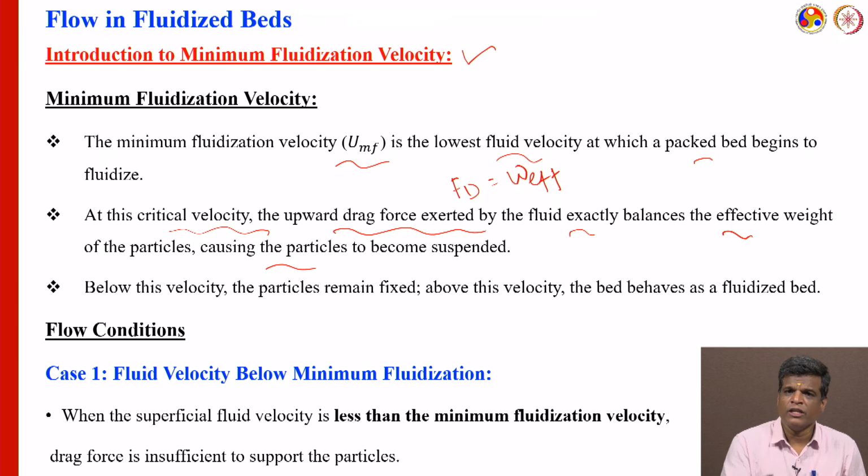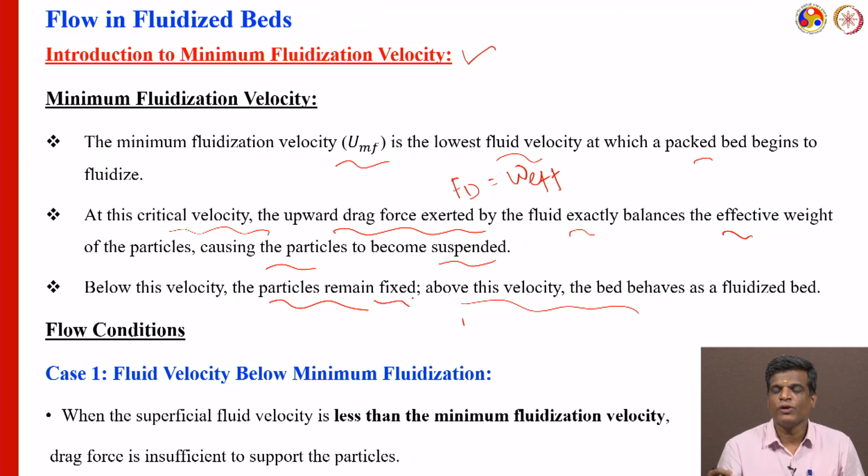Below this velocity, the particle remains fixed, because only at the minimum fluidization velocity do the particles slowly get suspended. Above the velocity, the bed behaves as a completely fluidized bed. Below the velocity, it remains a fixed bed. There are two ways: U less than U_MF, it behaves as a fixed bed; above U_MF, above minimum fluidization velocity, it behaves as a fluidized bed. That is the flow condition, case 1.